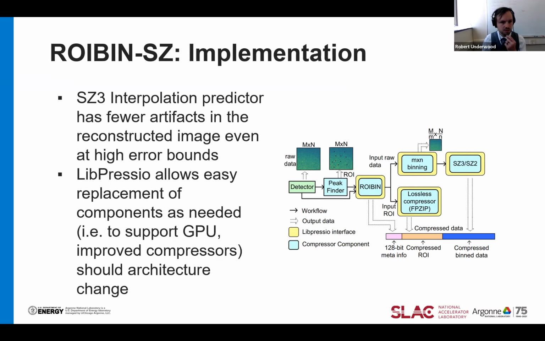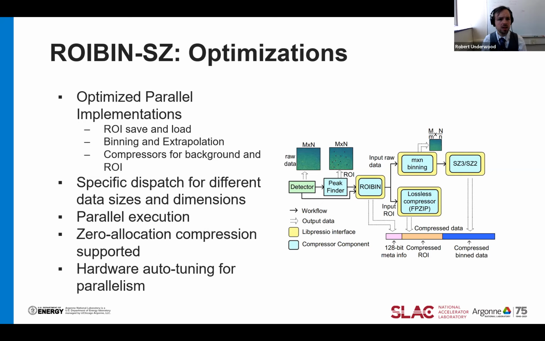As far as the implementation, we're going to leverage the SZ3 interpolation predictor, which we find produces fewer artifacts with high error bounds. And we're going to utilize LibPressio to be able to swap out individual components of these as we develop advanced versions of, for example, SZ3 for GPU, or improved lossless compression techniques that could operate on the GPU. We're going to heavily optimize each of the portions of this using specific dispatch for different data sizes and dimensions, and parallel execution for the region of interest selection, the binning, and some of the lossless and lossy compression stages.